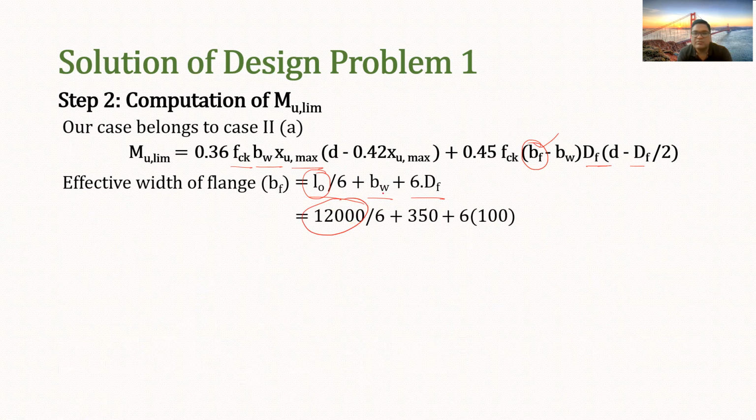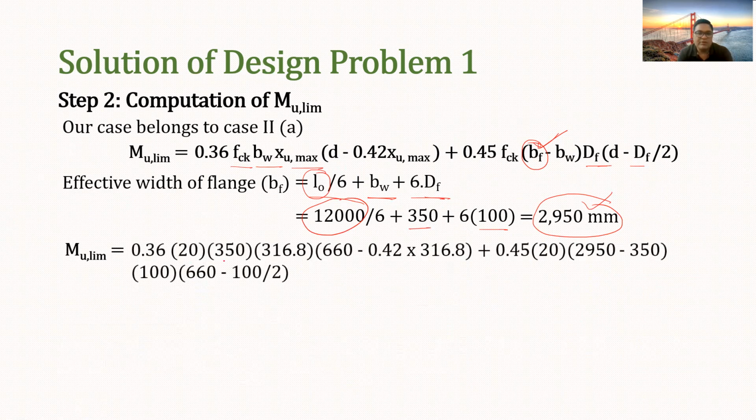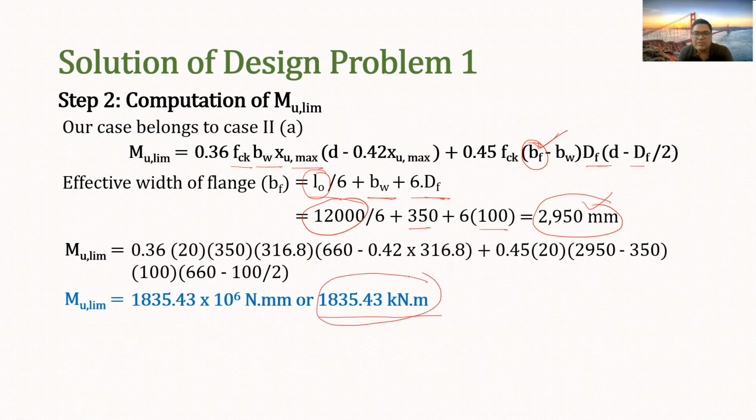12,000 by 6 plus bw, which is the width of web, 350, and Df is 100. Calculating this, we get the effective width of flange as 2950. So now we can put this value in place of bf. Now in the formula, we put all the values and calculate the Mu limiting. So Mu limiting is 1835.43 kilonewton meter.